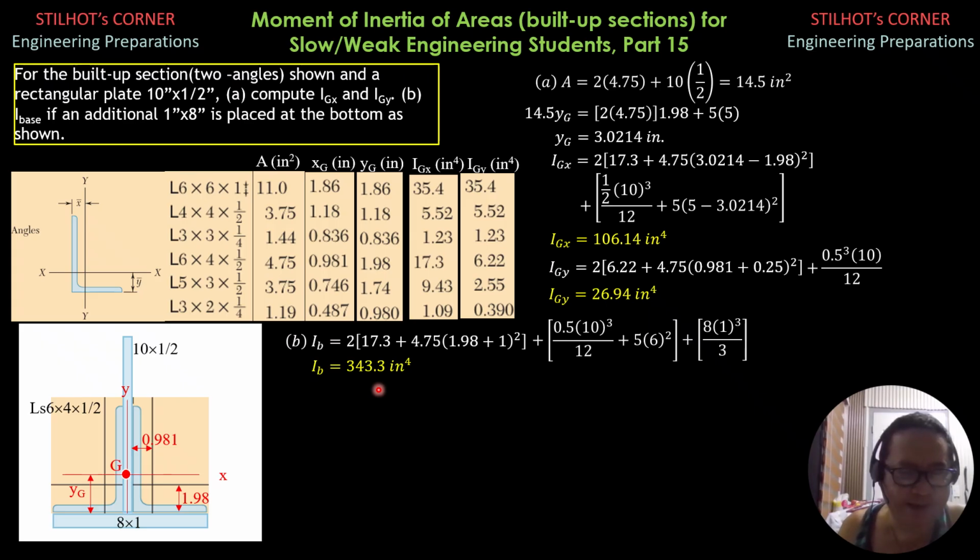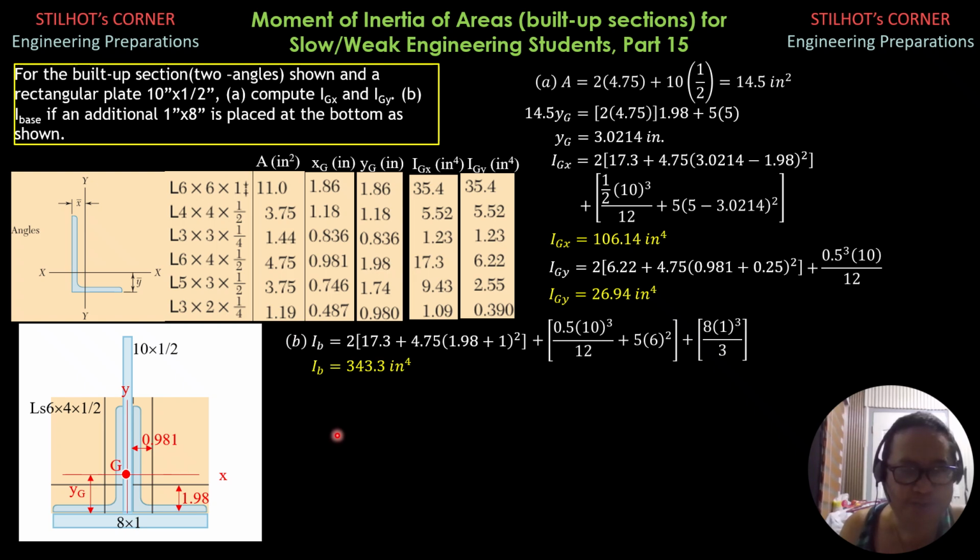The other way, the longer way, but you will learn from this, you can master calculating moment of inertia, is you locate the new centroid of the sections including this 8 by 1 additional rectangular plate, then you locate the new YG prime, then I_G prime x, the new moment of inertia with respect to the centroidal x-axis, including this 8 by 1, should be calculated and add that to the area of the new sections times the new YG prime square.